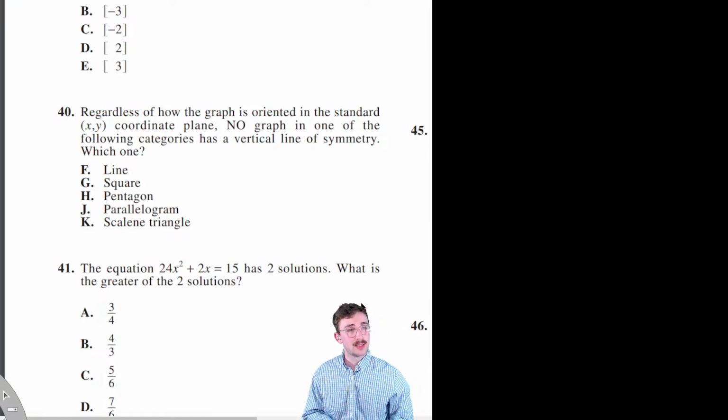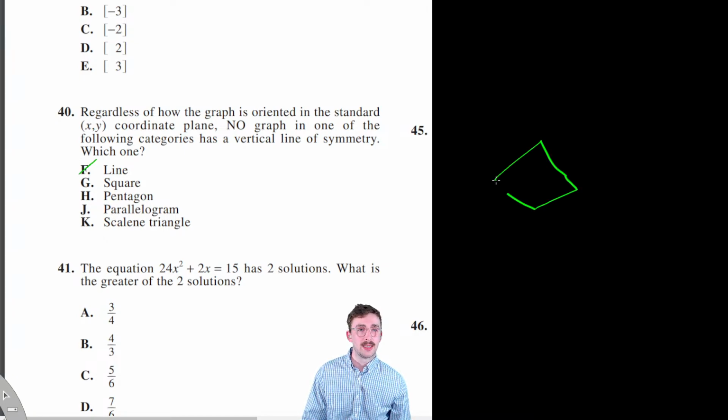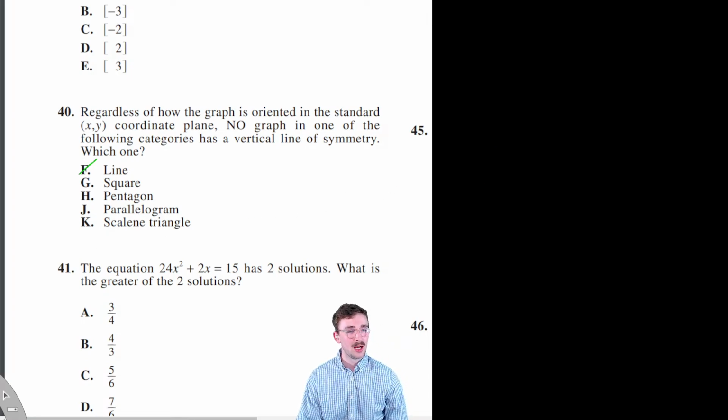Regardless of how the graph is oriented in the standard XY coordinate plane, no graph in one of the following categories has a vertical line of symmetry. Okay, so vertical line of symmetry means you can cut it in half down the center. So right off the bat, they said regardless of how the graph is oriented, so they're not saying like a square oriented like this. Actually, that one kind of does. A square, here, give me a moment. They're not saying like this. Give me one moment to do this right.